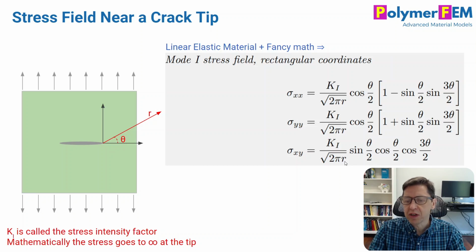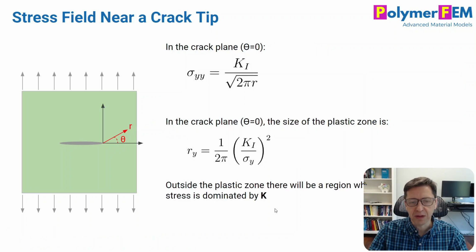And as you notice here, the stress itself is proportional to 1 over square root of r. So if r goes to 0, the stress will go to infinity. And this is truly what happens in a linear elastic material model. In real life, of course, stresses can't go to infinity. But we also see an interesting thing here, which is that the strength of this stress field is dependent on r and theta, but also on a constant K1 in this case, in mode 1. So K1 is the strength of the stress field.